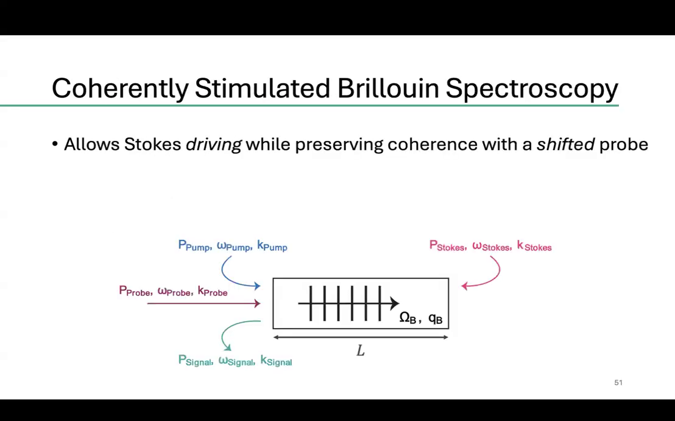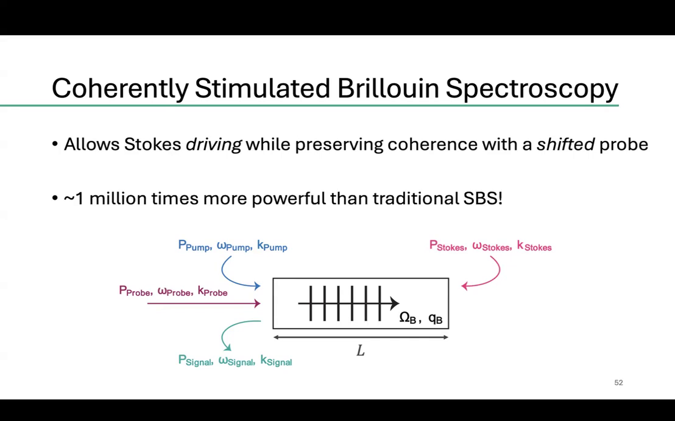This is coherently stimulated Brillouin spectroscopy. This is the art underlying the instrument. It allows a Stokes driving field to really strongly drive up the acoustic phonon mode while preserving coherence with a shifted probe, to be able to pick off that information. And it turns out that for typical parameters, it is about 1 million times more powerful than traditional SBS.